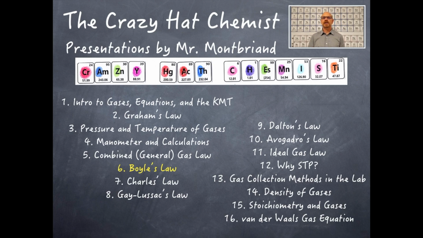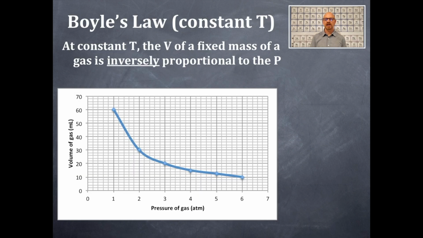This is the 6th video in the series of 16 dealing with gases. Today we're going to be talking about Boyle's Law. So here we go. Boyle's Law is at constant temperature, that is, a fixed mass of gas, volume is inversely proportional to the pressure. So volume and pressure are inversely proportional.